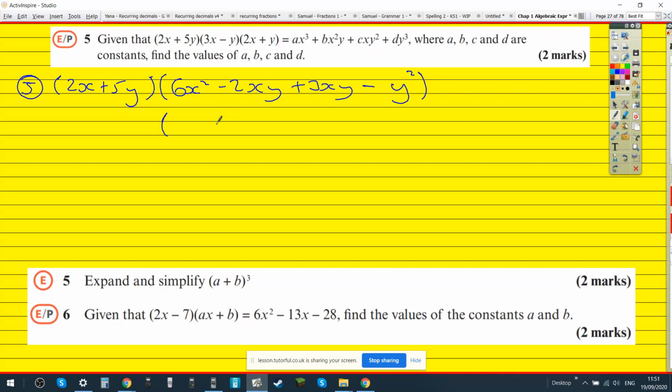Any common terms? I'm doing it now. Would one just be xy, which would be minus 2xy plus 3xy? What is the second? 6x squared plus xy minus y squared. Yes, and that was plus xy. That's what you said.